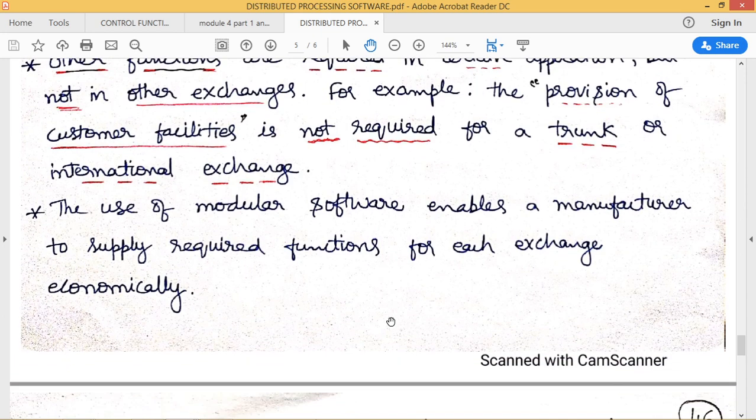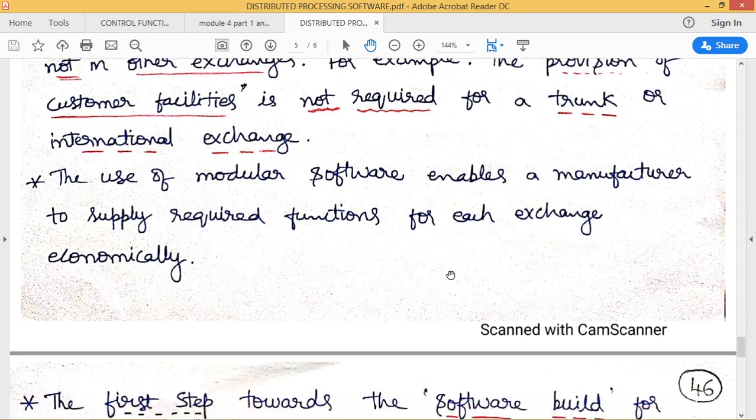So the use of modern software enables a manufacturer to supply required functions for each exchange economically. Of course, we will make use of modular software. With the help of this modular software, we can provide required functions for different exchanges. Of course, please note that functions required by all types of exchanges are not the same. You know that.